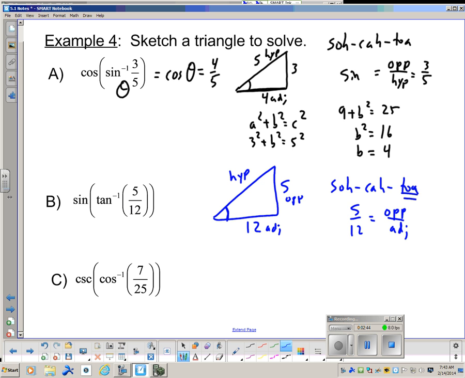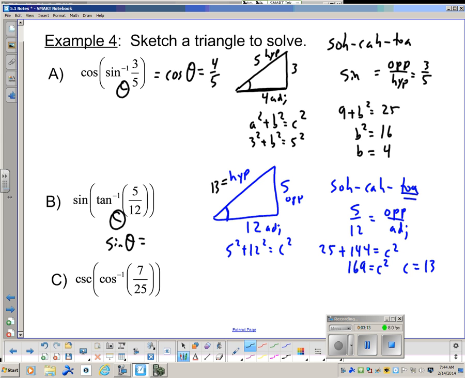So I can use my Pythagorean theorem again. I can say 5 squared plus 12 squared equals c squared. And then that's 25 plus 144, which is 169 equals c squared. Take the square root, and c there is 13. So now I'm just going to put 13 up here. Since we're dealing with sine, sine of theta is equal to your opposite over your hypotenuse. Our opposite there is 5, and our hypotenuse there is 13. So we get 5/13.